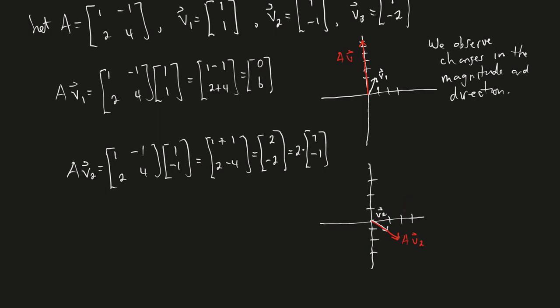Well, there's a change in the magnitude, but no change in the direction. It's almost like multiplying by this matrix simply doubles, right? And that's what this 2 is saying. It just doubles the magnitude of V2, right? So here we observe a change in the magnitude, right? But not the direction.